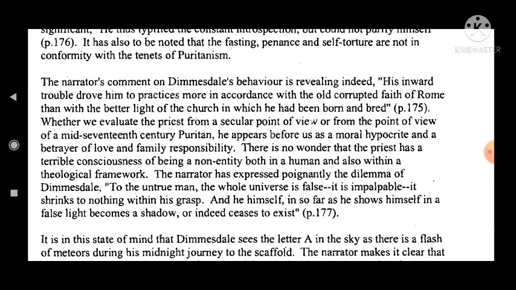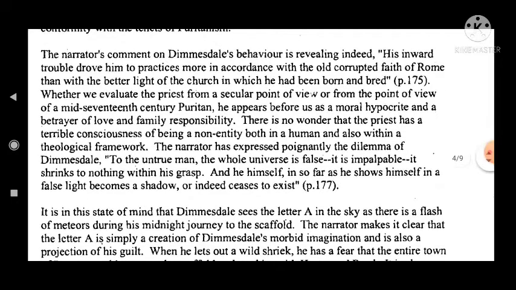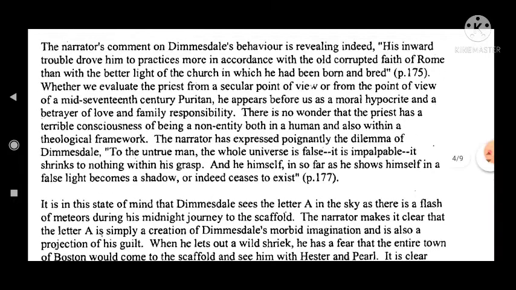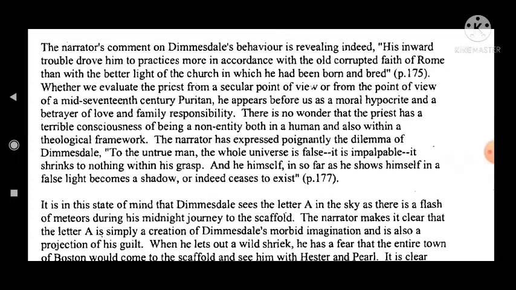His inward trouble drove him to practices more in accordance with the old corrupted faith of Rome than with the better light of the church in which he had been born and bred.